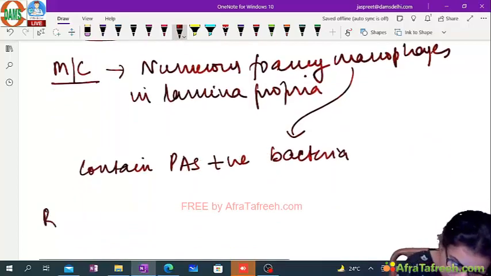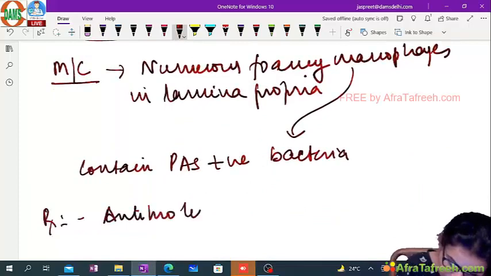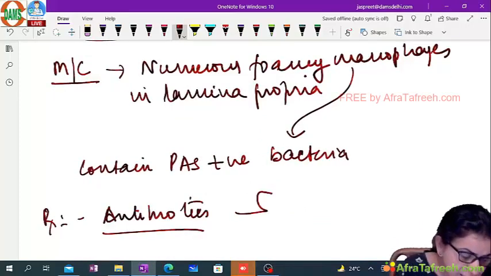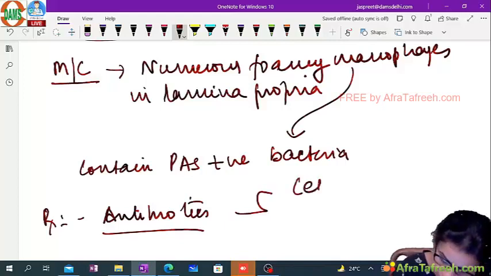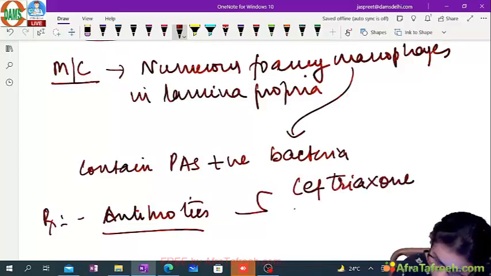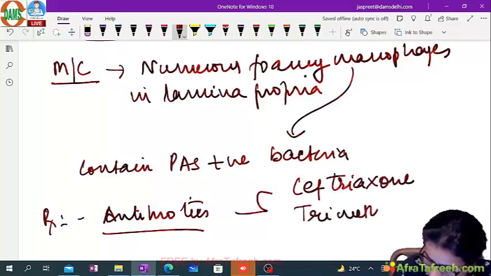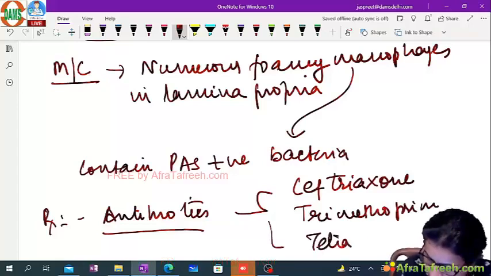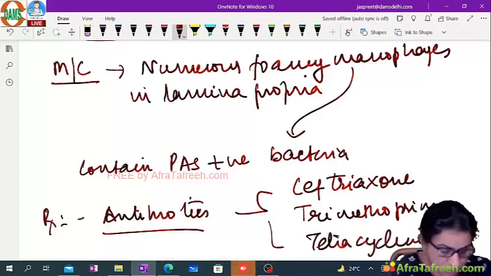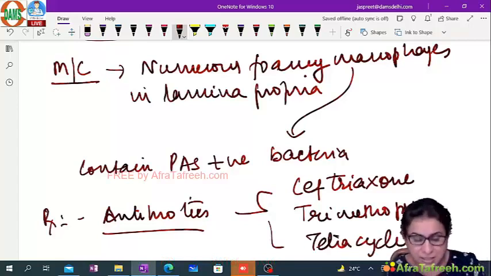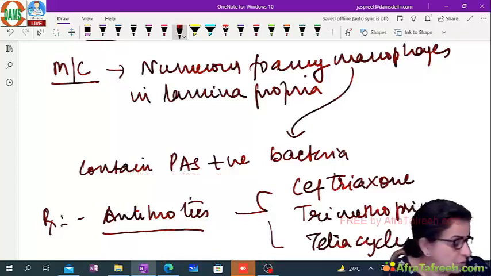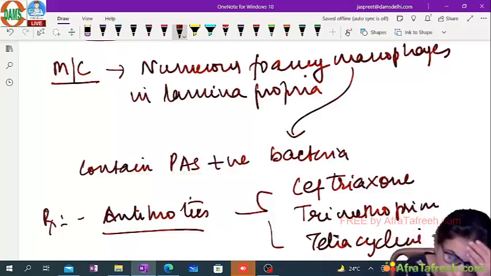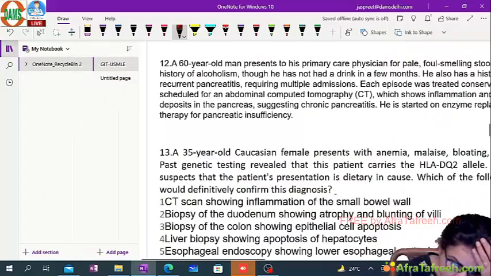And treatment for Whipple's disease is usually again antibiotics. For Whipple's, it's caused by a bacteria. We give them antibiotics like ceftriaxone, trimethoprim, and tetracycline. So now this finishes malabsorption, causes of malabsorption. Okay, now let us look at a few questions.